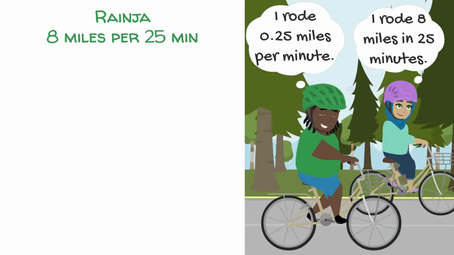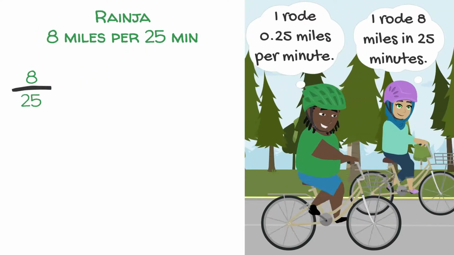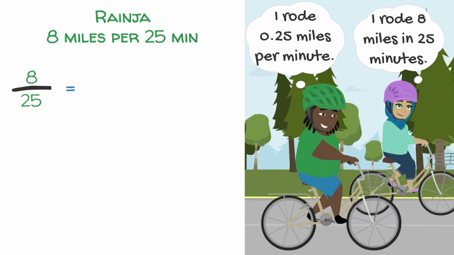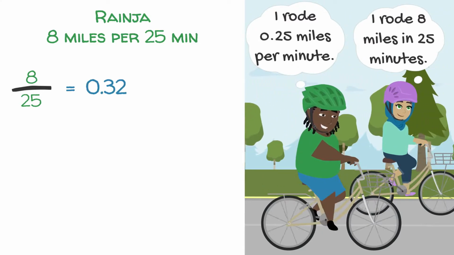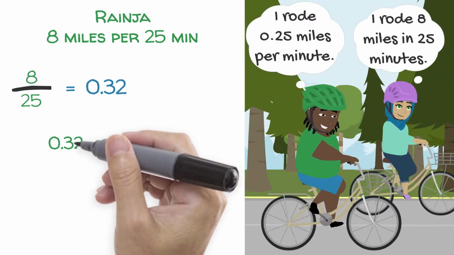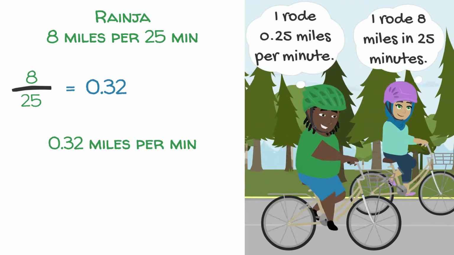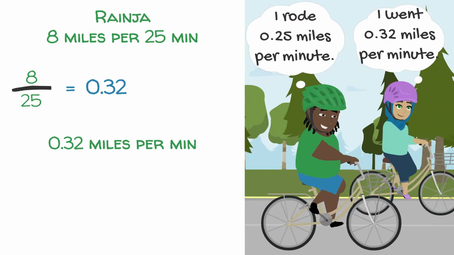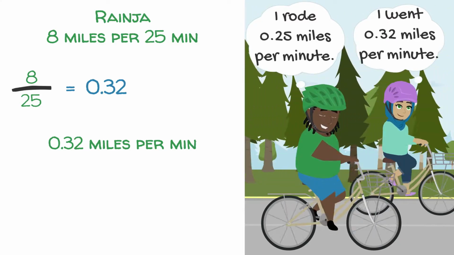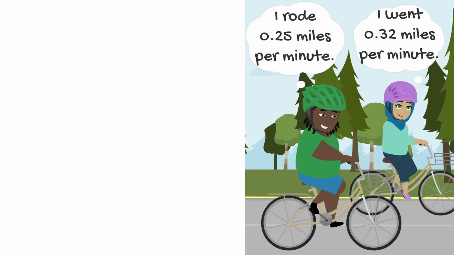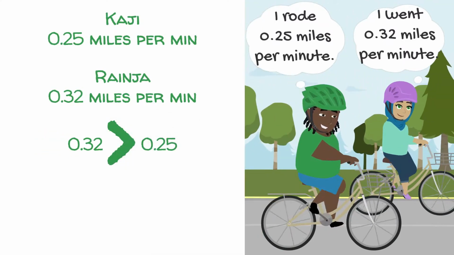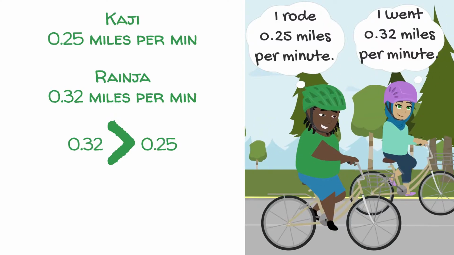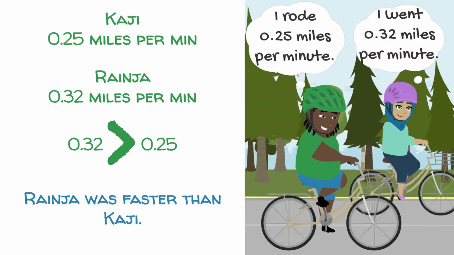She traveled 8 miles in 25 minutes. 8 divided by 25 is 32 hundredths. This means that Rania's unit rate is 32 hundredths of a mile per minute. Now I can compare the two rates because their units are both out of 1 minute. 32 hundredths is greater than 25 hundredths. Rania was faster than Kaji.